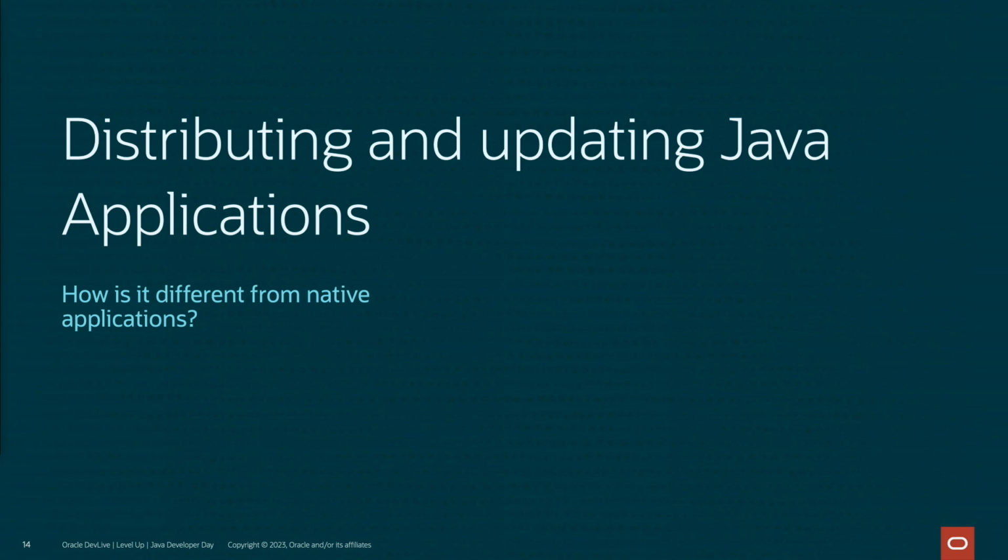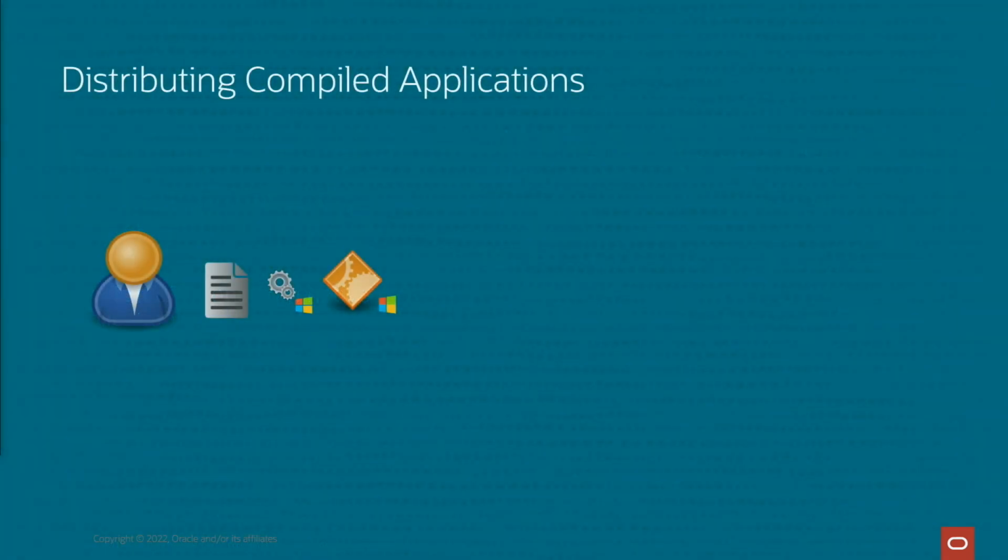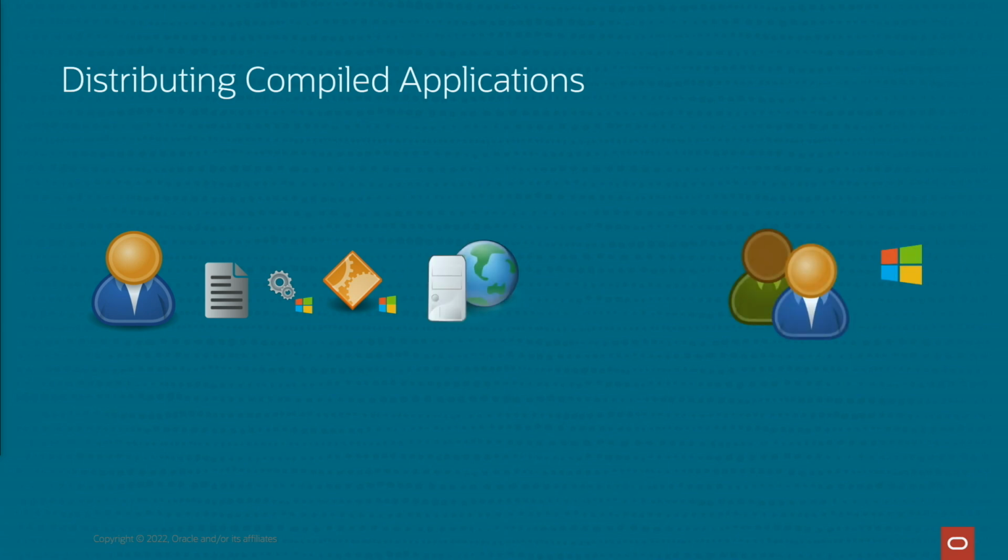Now, another thing that's different because of this separation between the runtime and the application is how you distribute and update your applications. If you're writing an application, say, in C and compiling it to a native application, you'll grab your code and compile it. In this case, I'm using a Windows compiler, and you get a Windows program. It's ready to run. You can just distribute it to your Windows users, and everybody can use it.